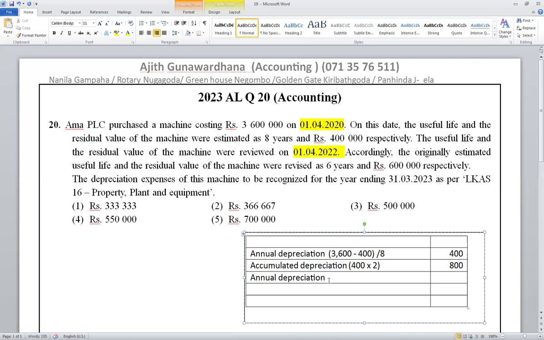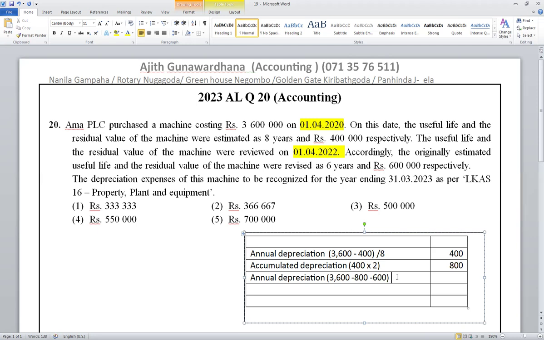Now let's see how to calculate annual depreciation for this financial year. The estimate changes at the beginning of the year. If an estimate change is given, you have to apply cost minus accumulated depreciation minus new residual value, divided by remaining useful lifetime. The cost value has not changed; it is 3.6 million. The accumulated depreciation up to the beginning of the year, for 2 years, is 800. Then minus the new residual value, which is given as 600.